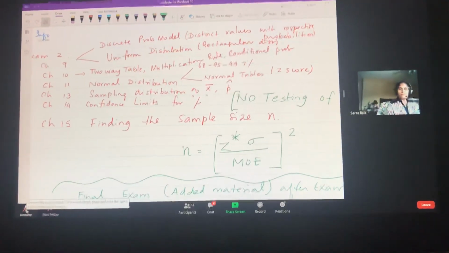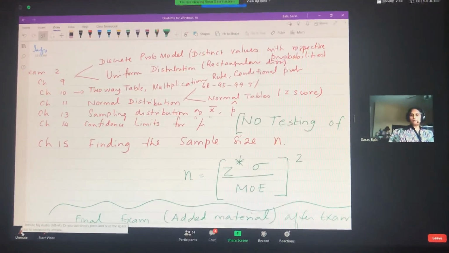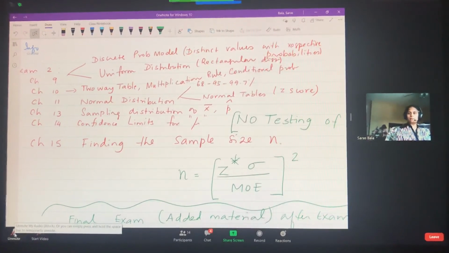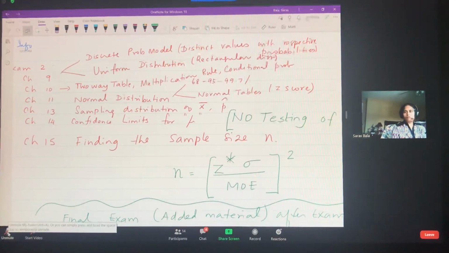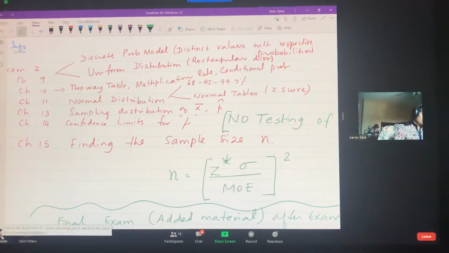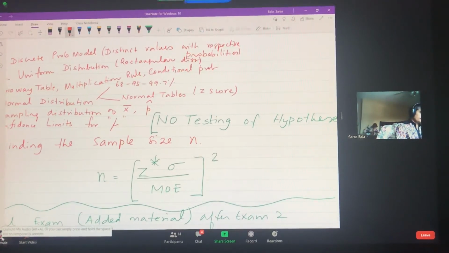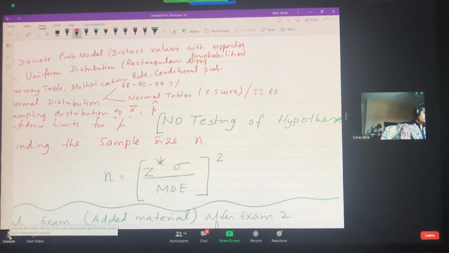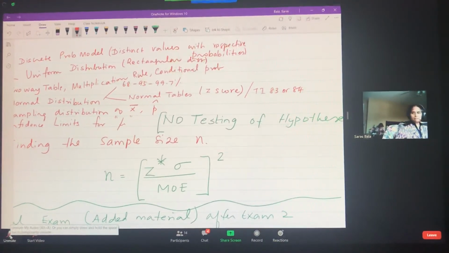And then Chapter 11 is the normal distribution using the 68, 95, 99.7 rule, and then the Z table, and using the Z-score or the TI-83/84, using the Z-score, okay? So software as well as the Z table.